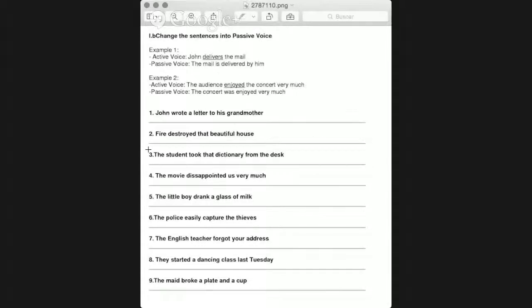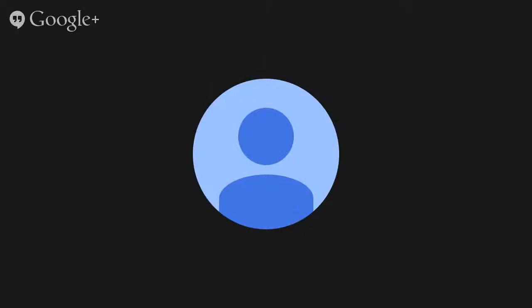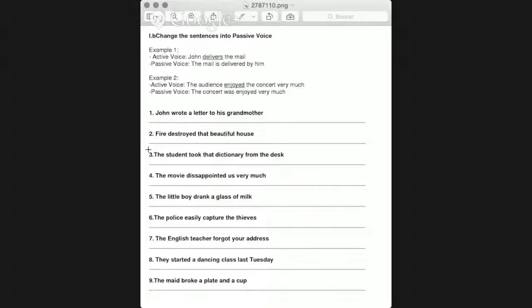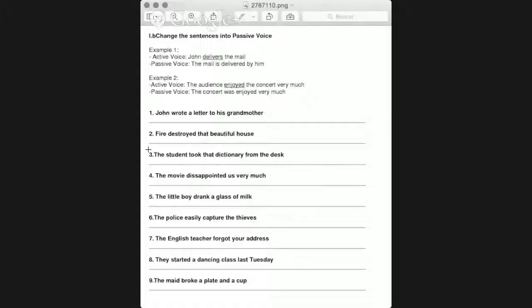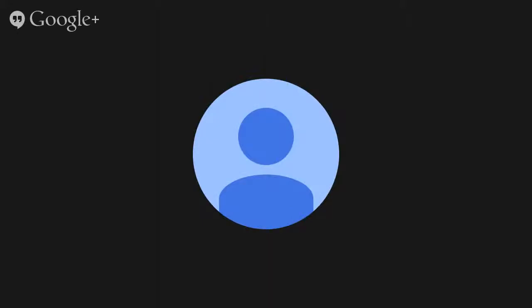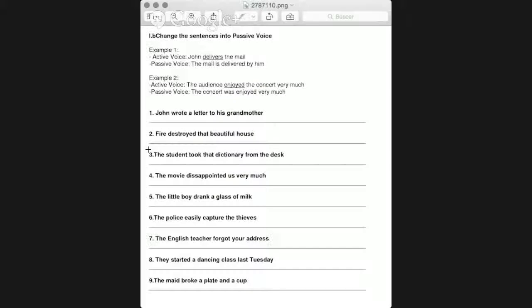Okay, number 3. A student took the dictionary from the desk. Good. So what's going to be the new subject? The dictionary. Good. So how are you going to form that? The dictionary that was on the desk was taken by a student. Exactly, good. Was taken. Perfect. Good formation of the passive voice. Okay, what about number 4?